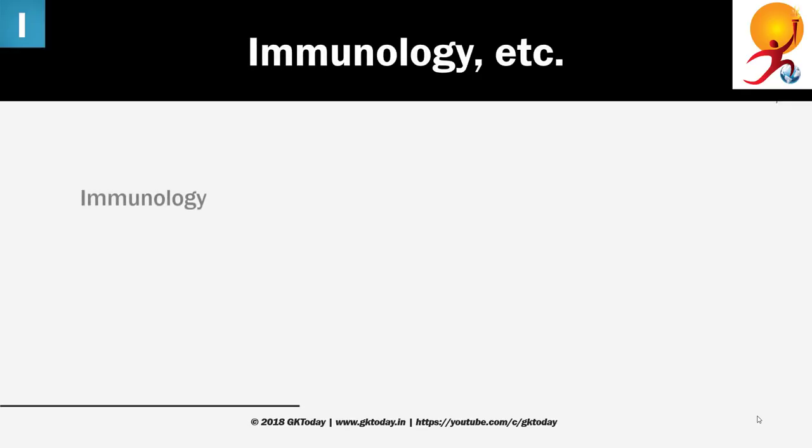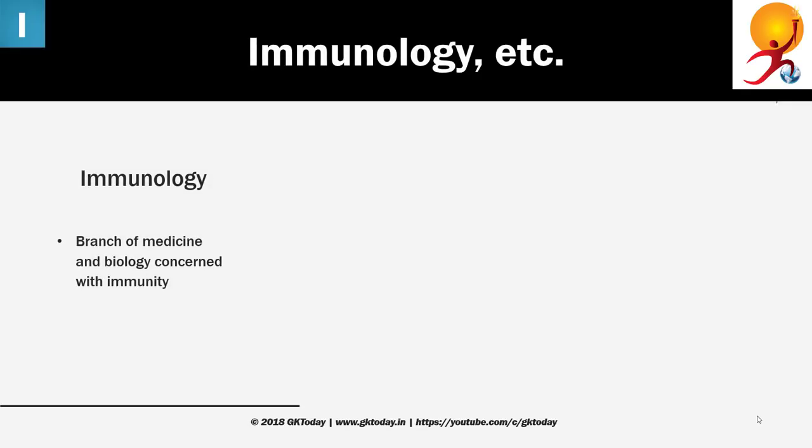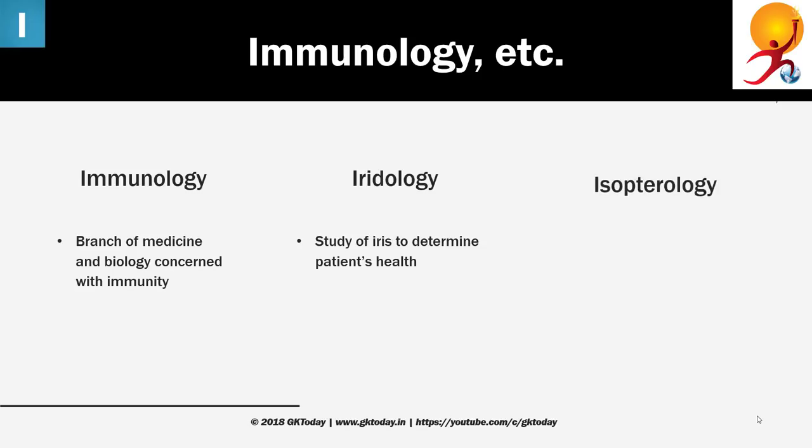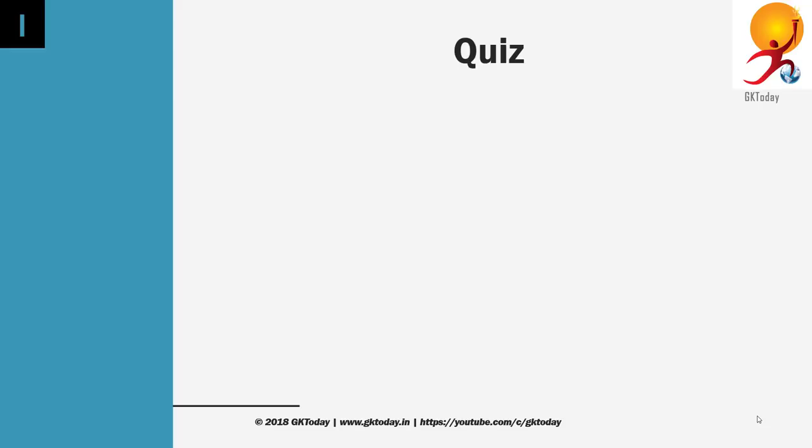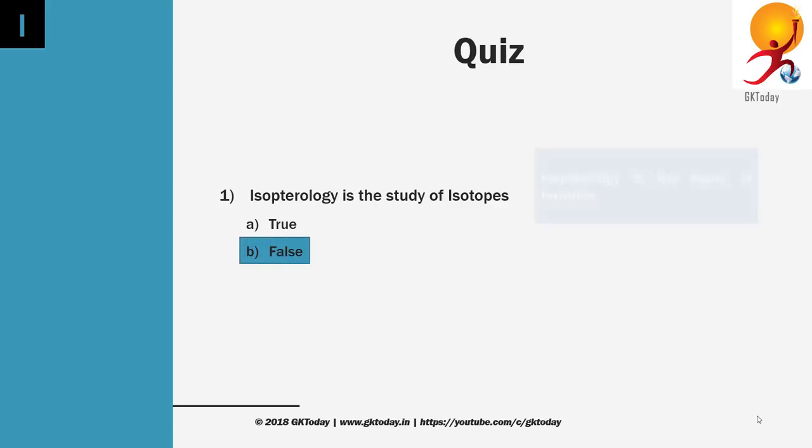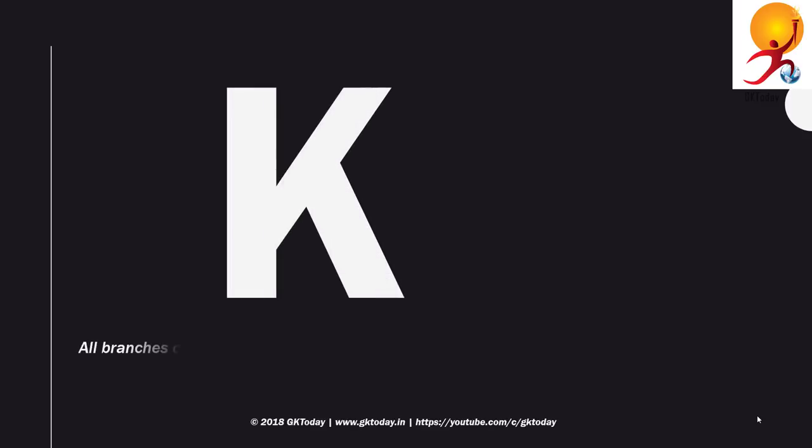Immunology, branch of medicine and biology concerned with immunity. Iridology is the study of iris to determine someone's health. Isopterology, which is the study of termites, and it is a branch of zoology. Isopterology is the study of isotopes, true or false? We know it's false, because it is the study of termites.